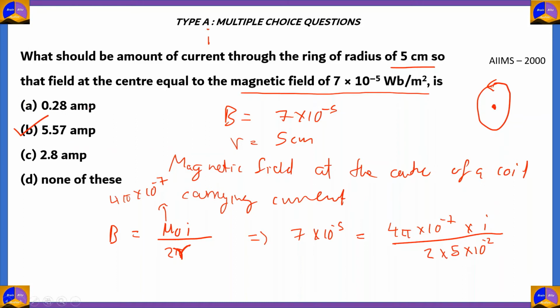So again, the reason why I'm doing this approximation is because I'm keeping the value of pi as 22 by 7, which is kind of inaccurate. I mean, I should have used 3.14, but for calculation's sake, we've used 22 by 7. So there is some adjustment with respect to that. So option A, 0.28 amperes, and option C, 2.8 amperes, are incorrect. And since option B is correct, option D is also incorrect.